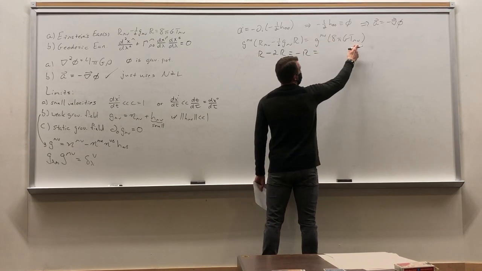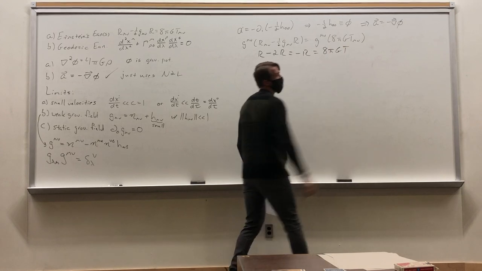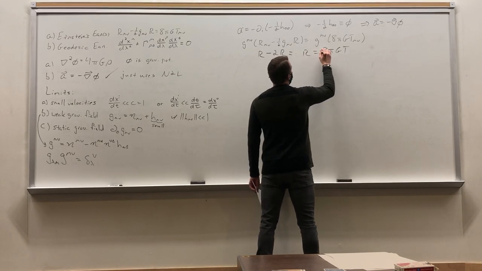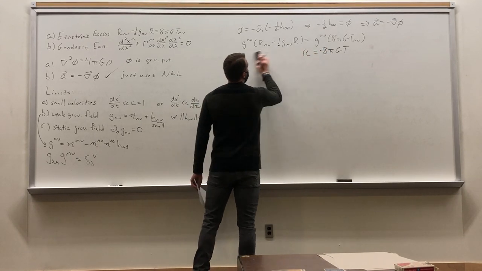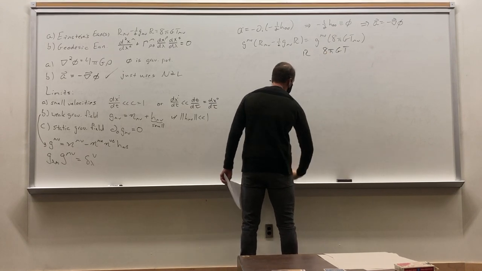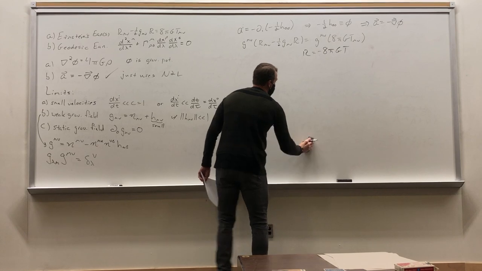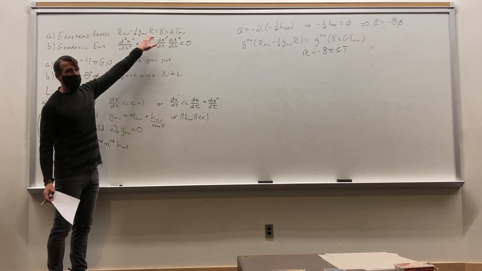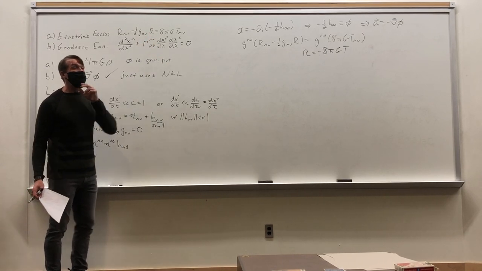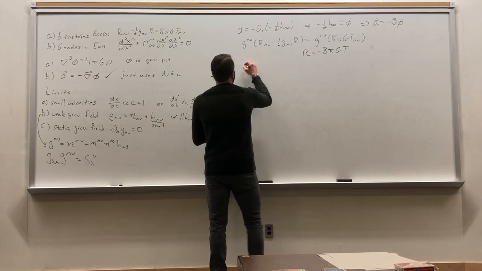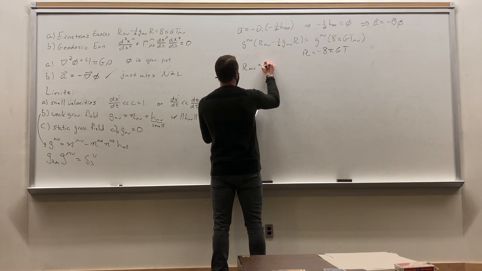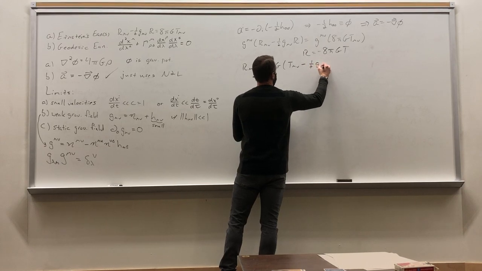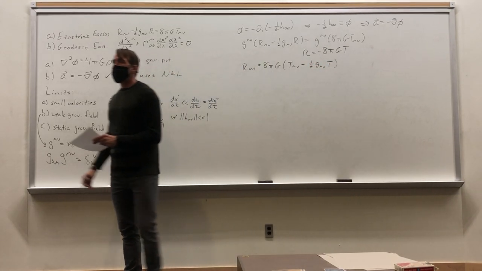And then g upper mu nu times T mu nu is the trace of the energy momentum tensor. So we have this nice relationship that R is equal to minus 8 pi G times the trace of the energy momentum tensor, which allows us to take Einstein's equation and replace this R with a term involving the energy momentum tensor. Okay? So at the end of the day, this lets us write Einstein's equation as R mu nu equals 8 pi G times T mu nu minus 1/2 g mu nu times T. Okay?